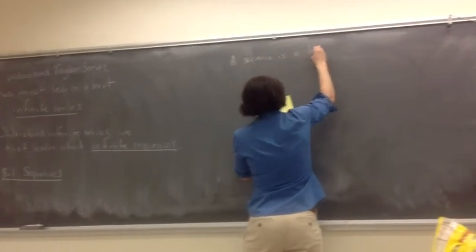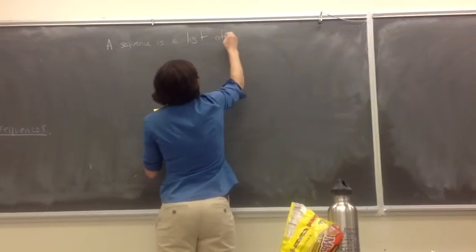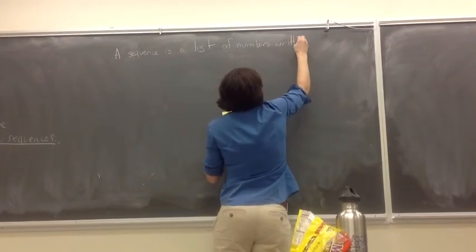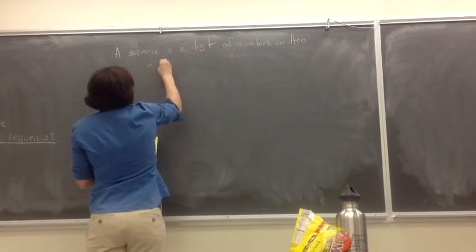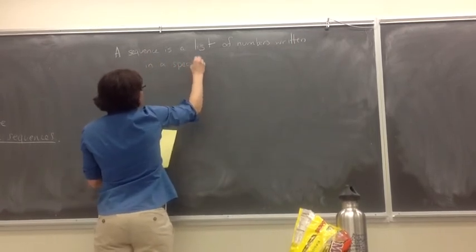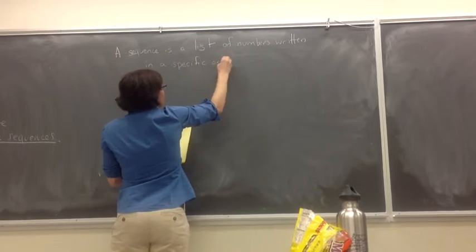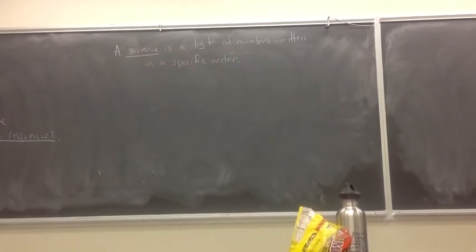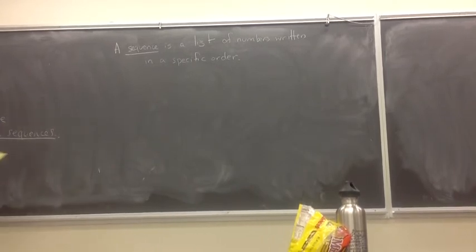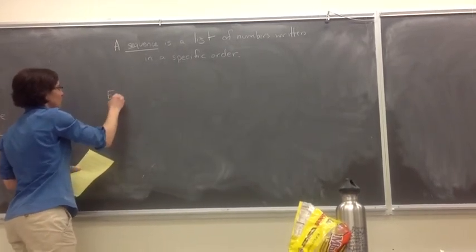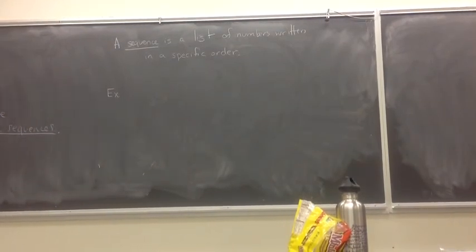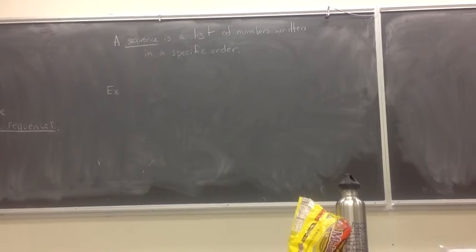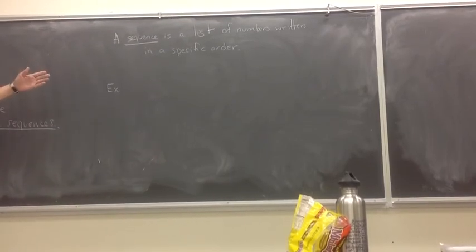A sequence is a list of numbers written in a specific order. So I didn't use the word infinite up here. That's understood when we're talking about sequences. We're talking about infinite sequences, which means an infinite list of numbers, a list of numbers that never ever stops.